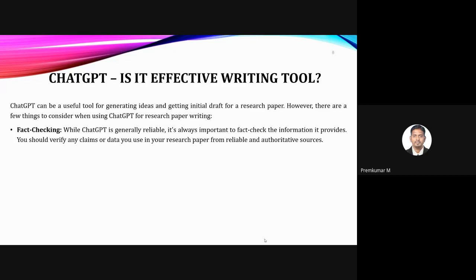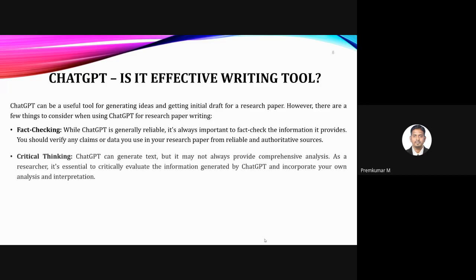Otherwise, because most of these AI tools work based on keywords, if the keywords are common for two different fields, it will generate some irrelevant content for your research paper, and without knowing that, you'll keep it in the paper and send the paper for publication. That time you may get desk rejections. That's the one thing.